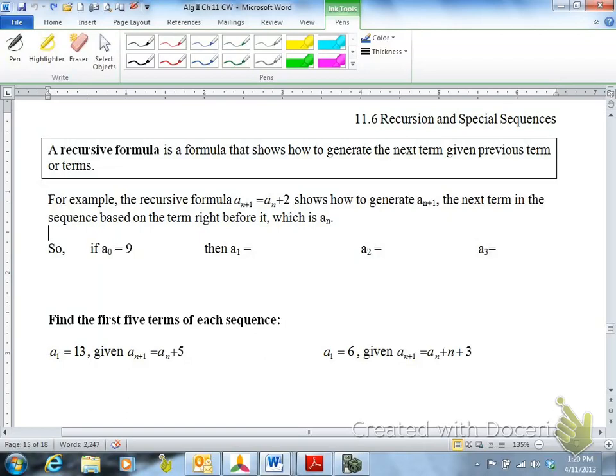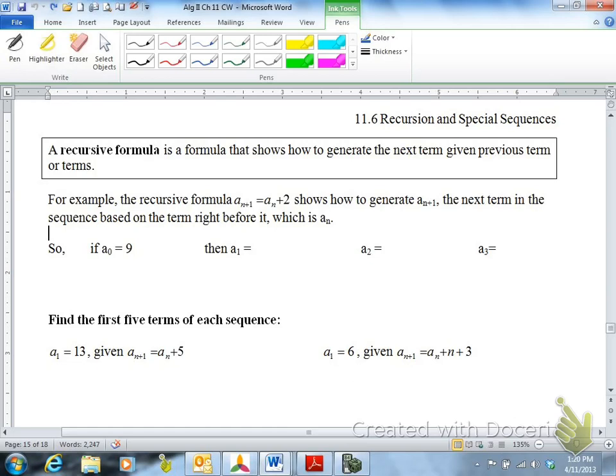Arithmetic sequences, you add some number to get to the next number. Geometric sequences, you multiply by some number to get to the next number. What we're talking about today are sequences that aren't arithmetic and aren't geometric, and they're just general. There's a bunch of different types of sequences, and we call them recursive formulas or recursion. A recursive formula is a formula that shows how to generate the next term given the previous term.